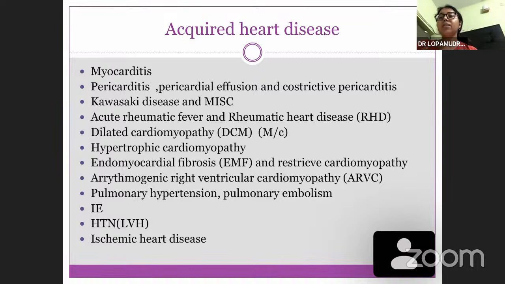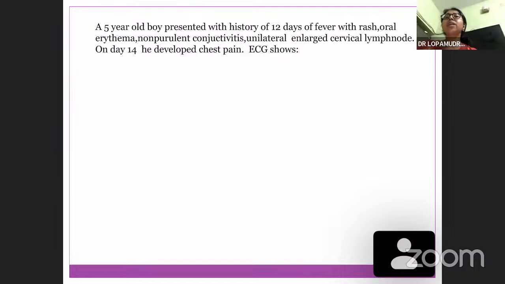Among the cardiomyopathy group, dilated cardiomyopathy is the most common, followed by hypertrophic cardiomyopathy, which is more common in the adult age. Then we can have, rarely, restrictive cardiomyopathy or endomyocardial fibrosis, and very rarely ARVC. When the RV is affected, we can have pulmonary hypertension, rarely pulmonary embolism. Infective endocarditis may affect the valves and cause multiple complications. Then comes hypertension and very rarely ischemic heart disease. So we'll discuss these acquired heart diseases with some case scenarios.